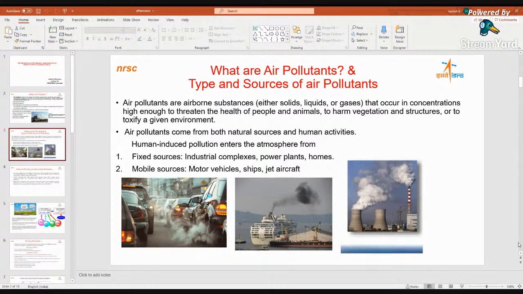Human activities are the industrial complexes, power plants, mobile vehicles, ships, aircraft, etc. Natural sources are, for example, forest fires burning, which you can call a natural source. And human activities are these power plants, industrial complexes, motor vehicles, etc.